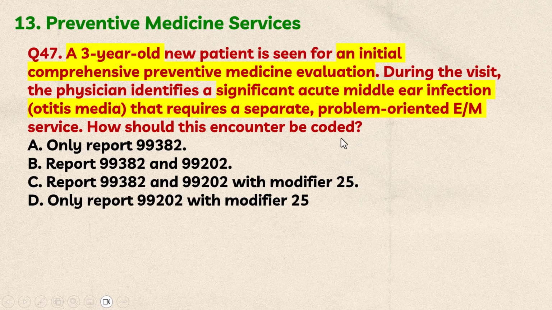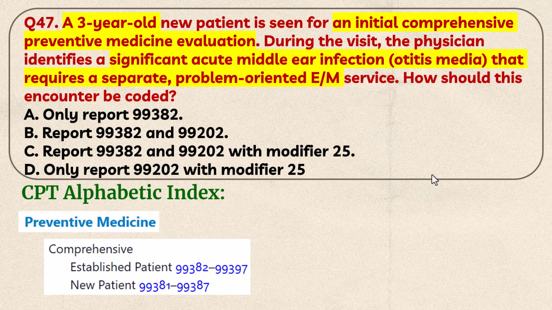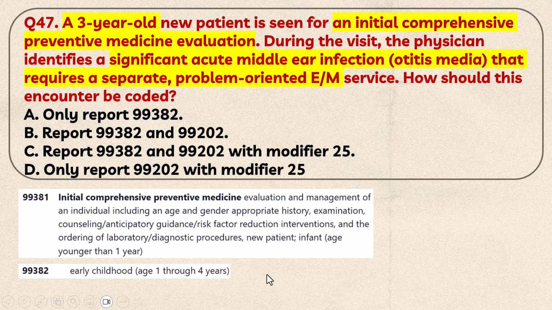So you can use the elimination method for the exam purpose, but for learning, let's use the alphabetic index. Again, in the alphabetic index, go for preventive medicine, go for the subterm comprehensive, and this is a new patient, so you have to go for the new patient code series, that is 99381 to 87. So once you go to the code 99381 for initial comprehensive preventive medicine, 99382 for early childhood, that is age 1 through 4 years, in our case 3 years. So the correct code for the first part is 99382.